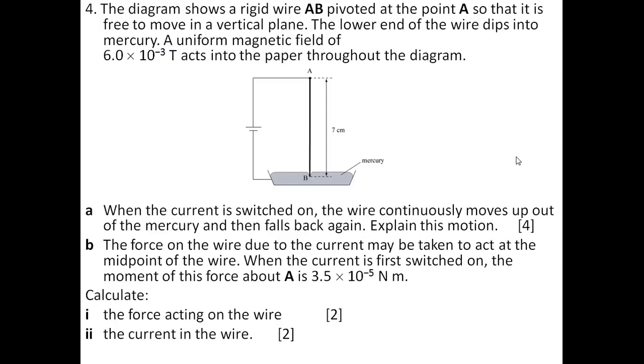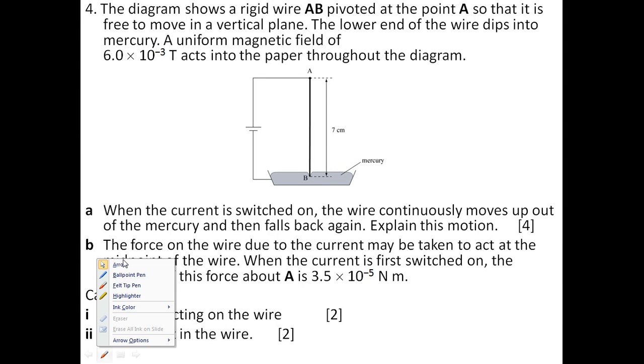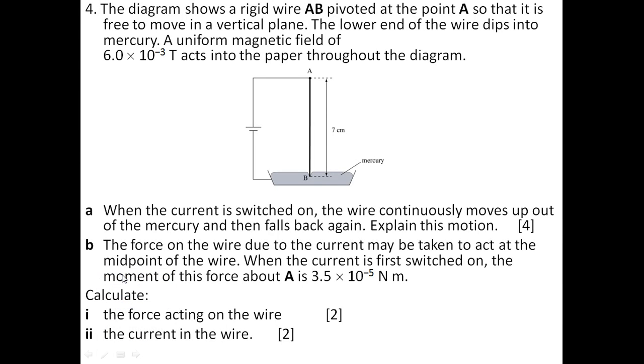Okay, question number 4. The diagram shows a rigid wire AB pivoted at the point A so that it is free to move in a vertical plane. So it will be pivoted at here. So this is where it will be.